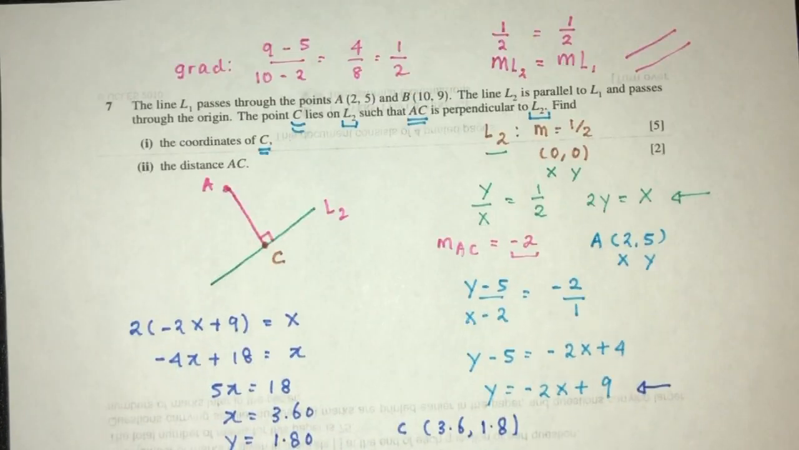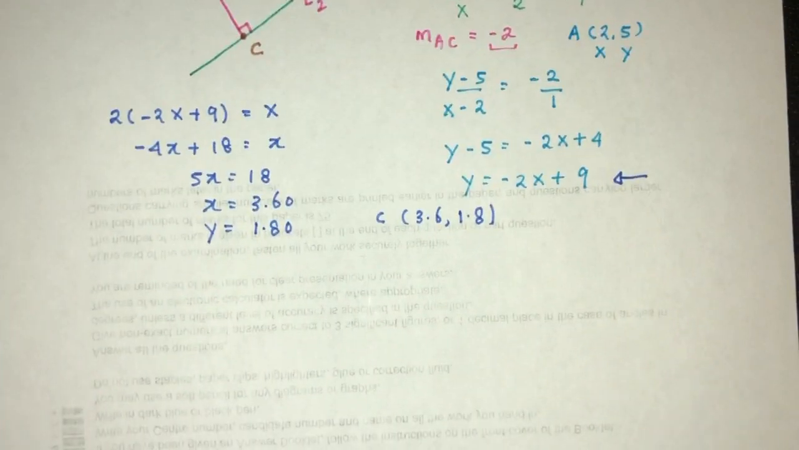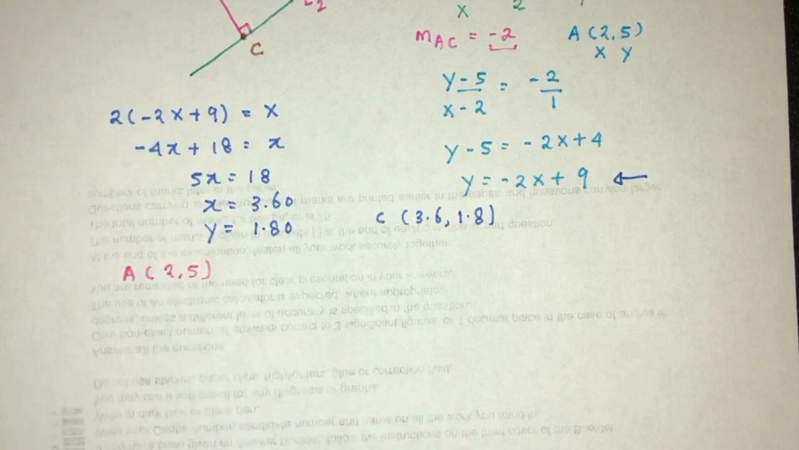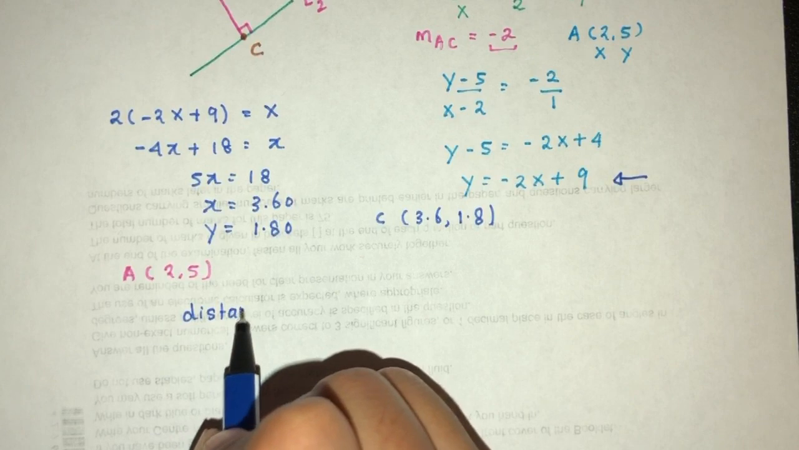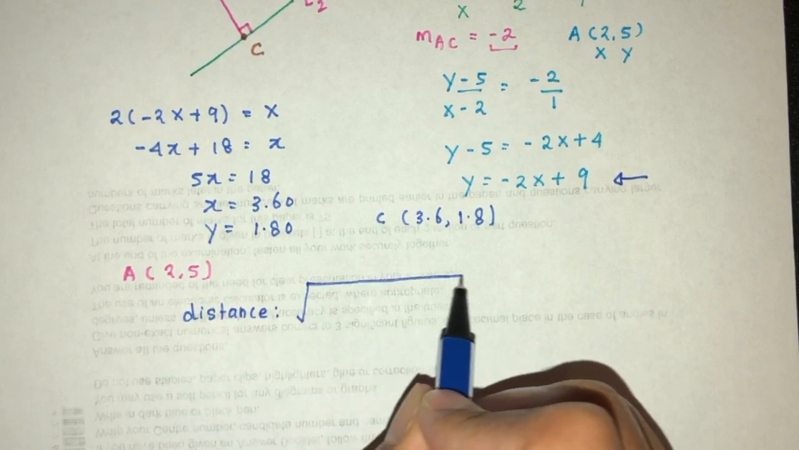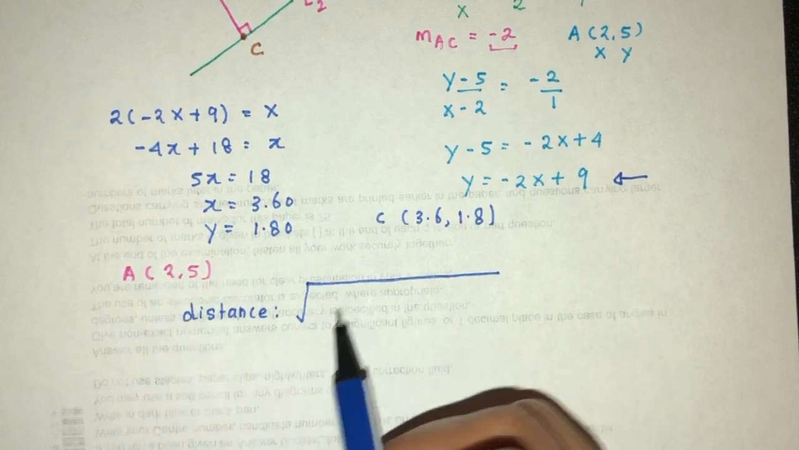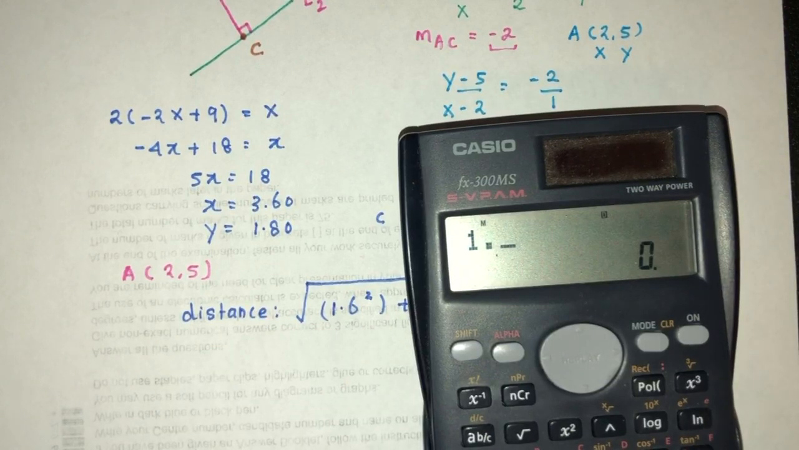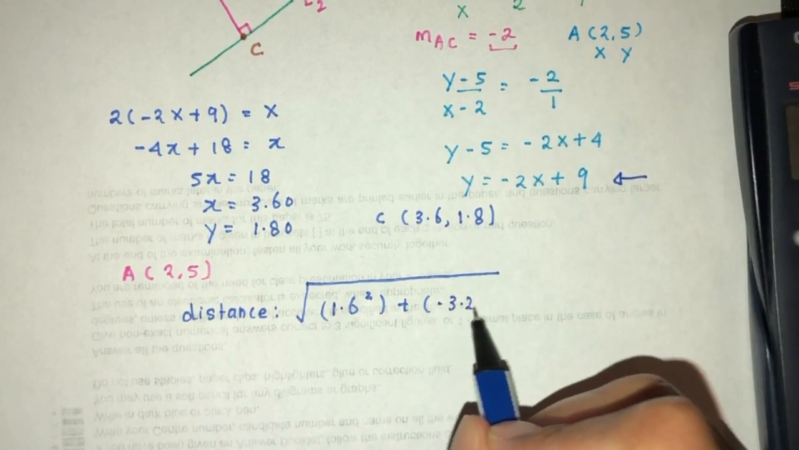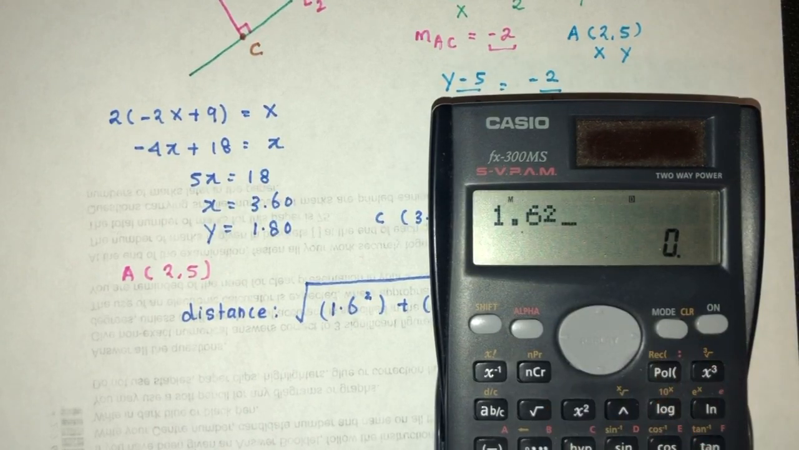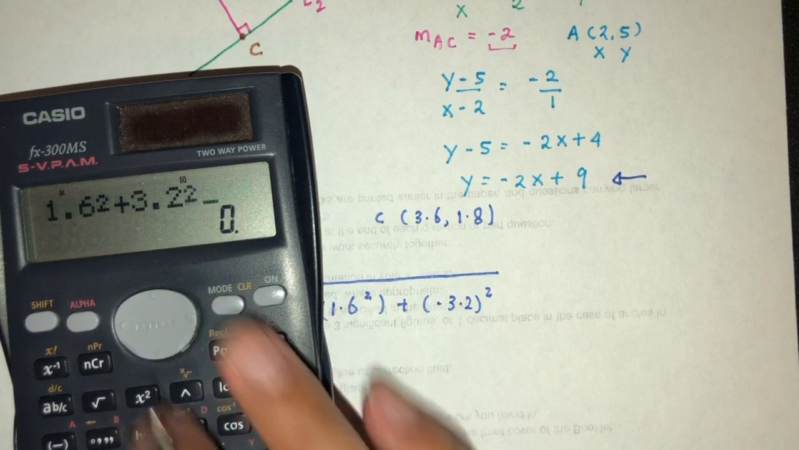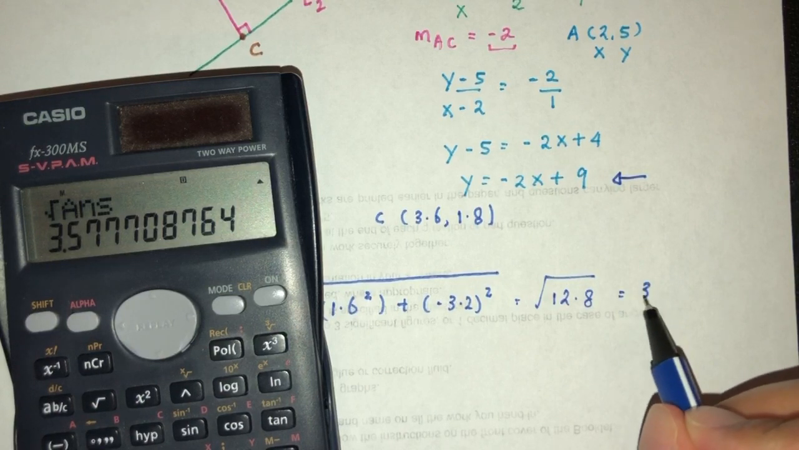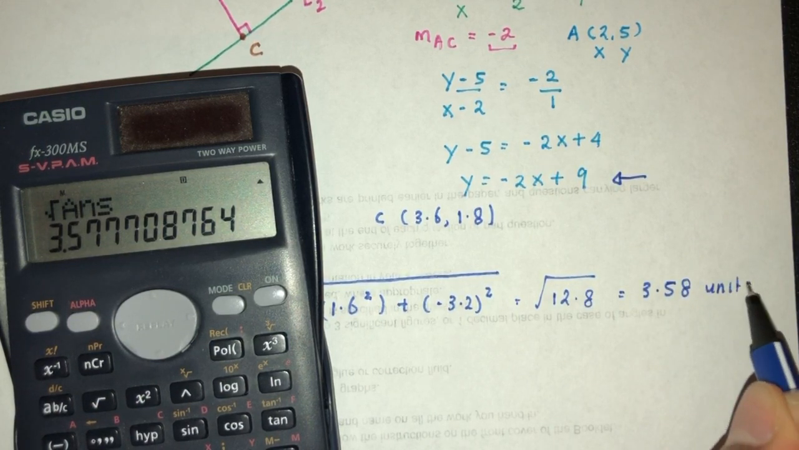Now part 2, we have to find the distance AC. So pretty easy. We have the 2 points now. We can find that pretty easily using your formula. The point A was given to you as (2, 5). So the distance, that should be root of (x2 minus x1), that should be 1.6 squared, plus (y2 minus y1), this should be 1.8 minus 5, should be minus 3.2 squared. So when you square something, it becomes positive, so we don't care about the sign here, we can just square them. That will be 12.8. That should be 3.58 units for the length of AC.